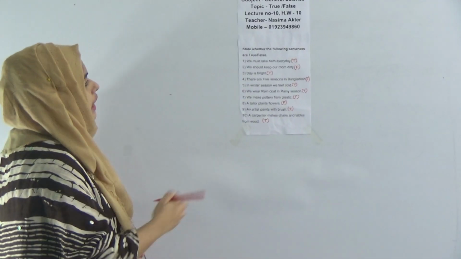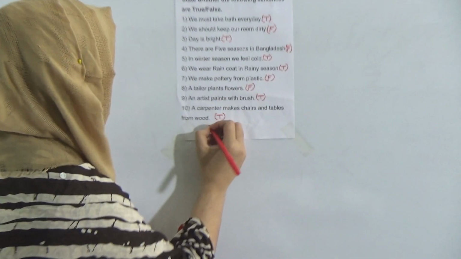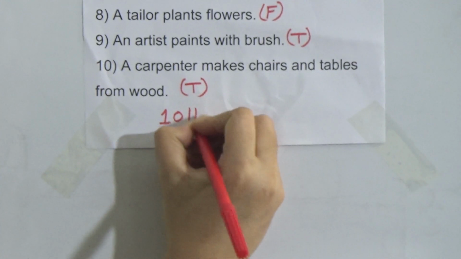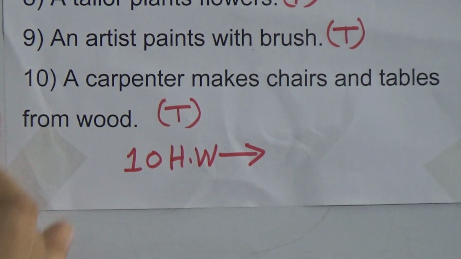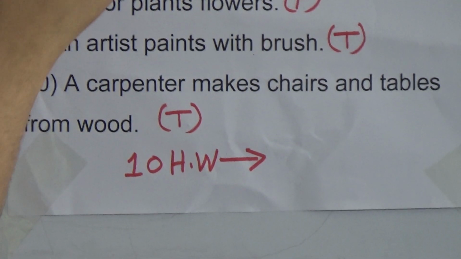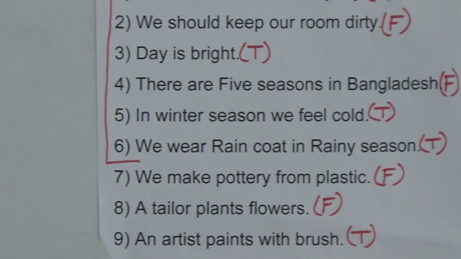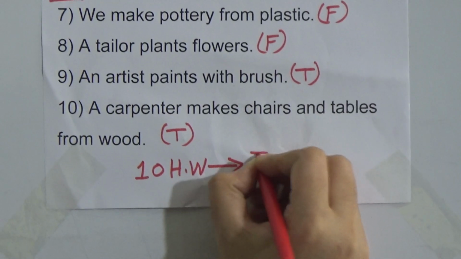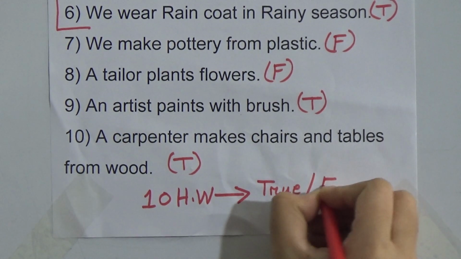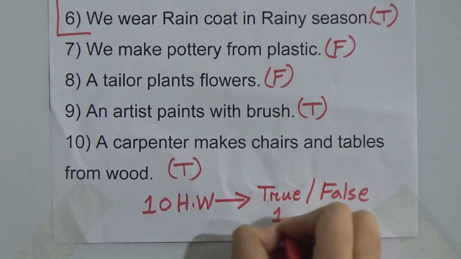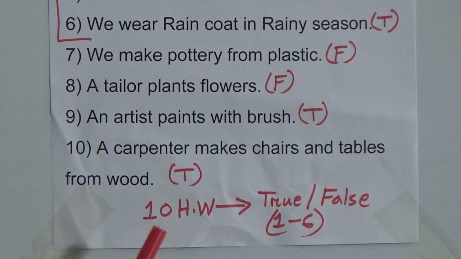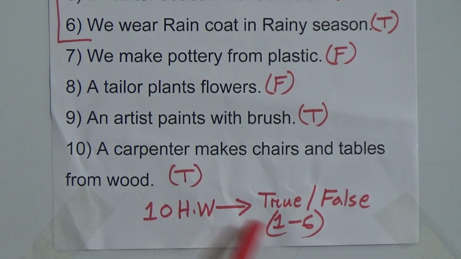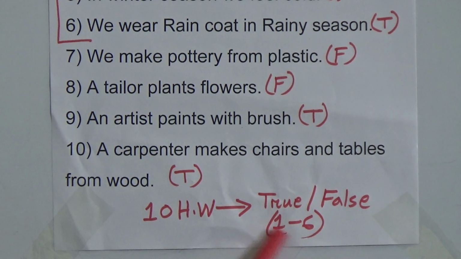And now I will give you SW. Our today's SW number is 10 number SW. You can see your SW will be from 1 to 6 number, true false. From 1 to 6, and it will be your SW. I am repeating your SW. This is 10 number SW, and your SW will be true false from 1 number to 6 number.